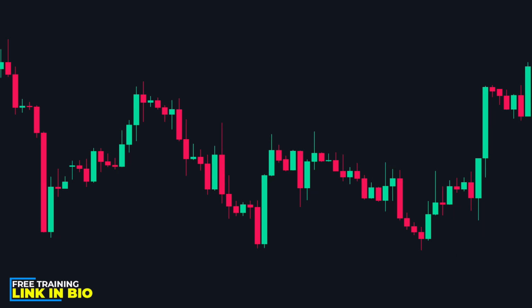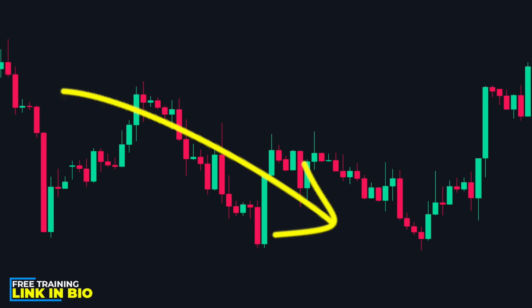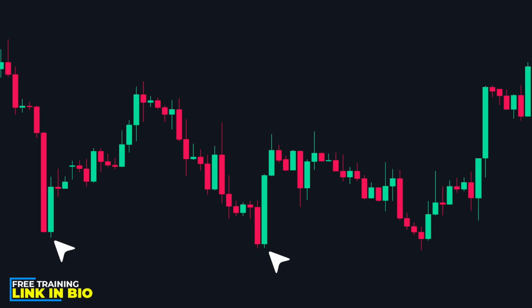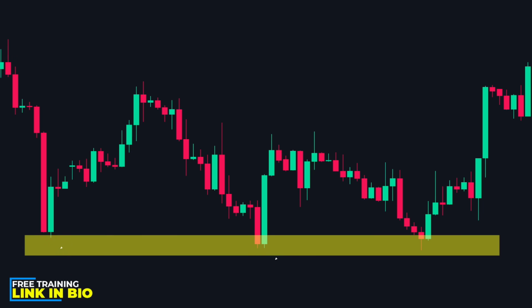Here is an example. The price was in a downtrend, but it found support near this area. We see 2 reversals here and mark it as a support level. Then the third time, when the price arrives near the support, we expect it to find support, but we are waiting for a candlestick confirmation.